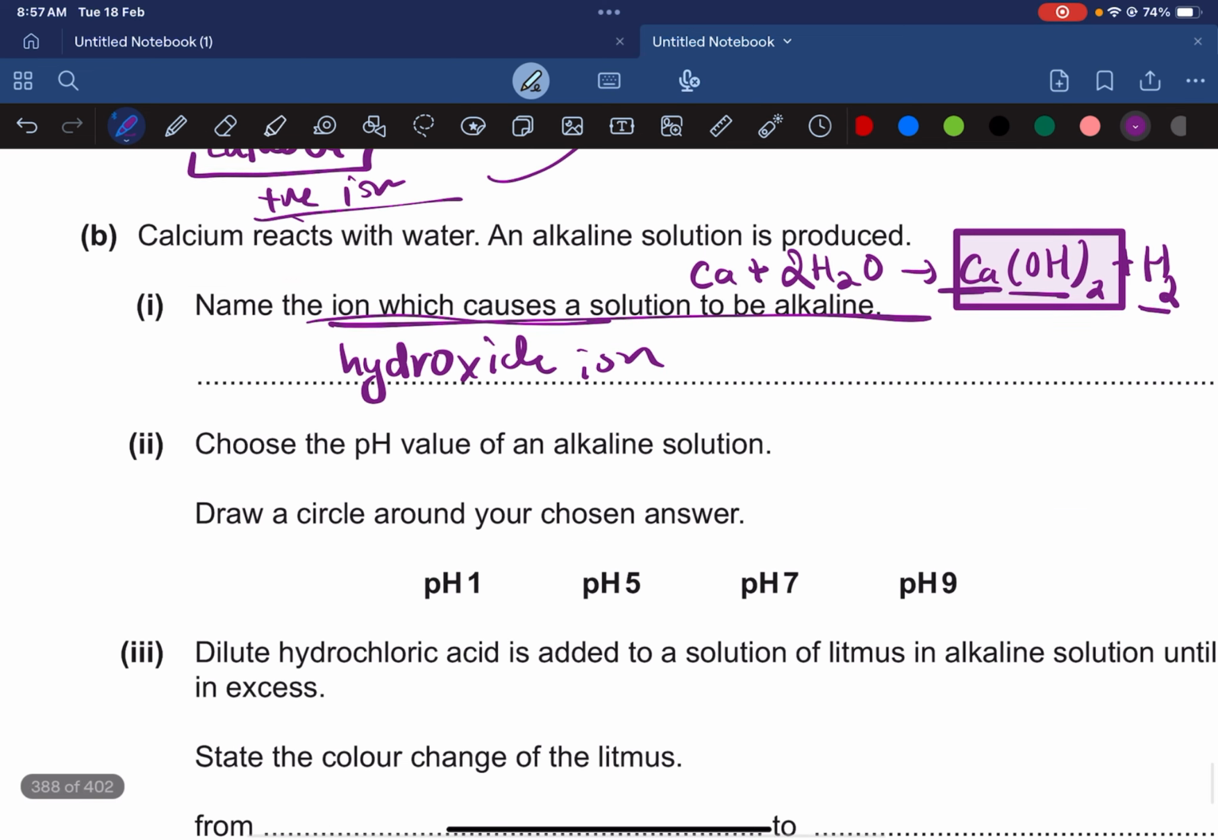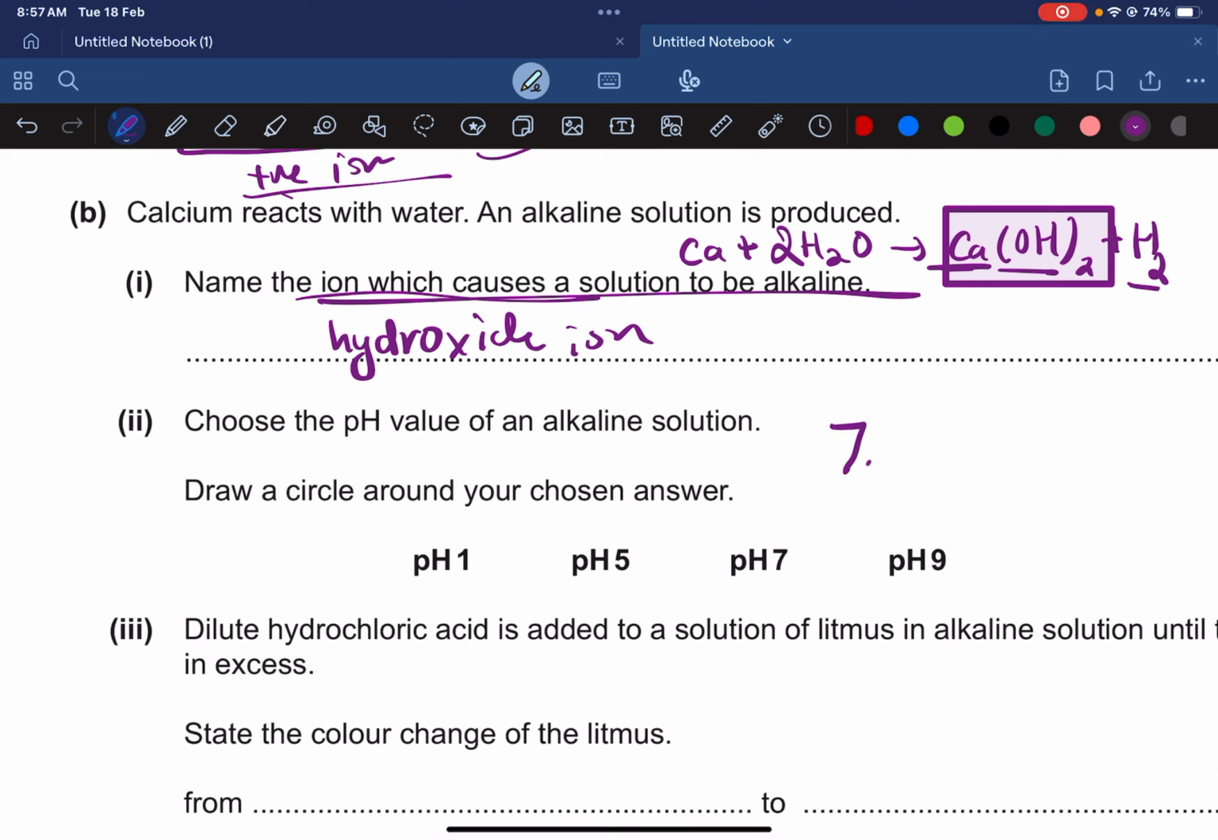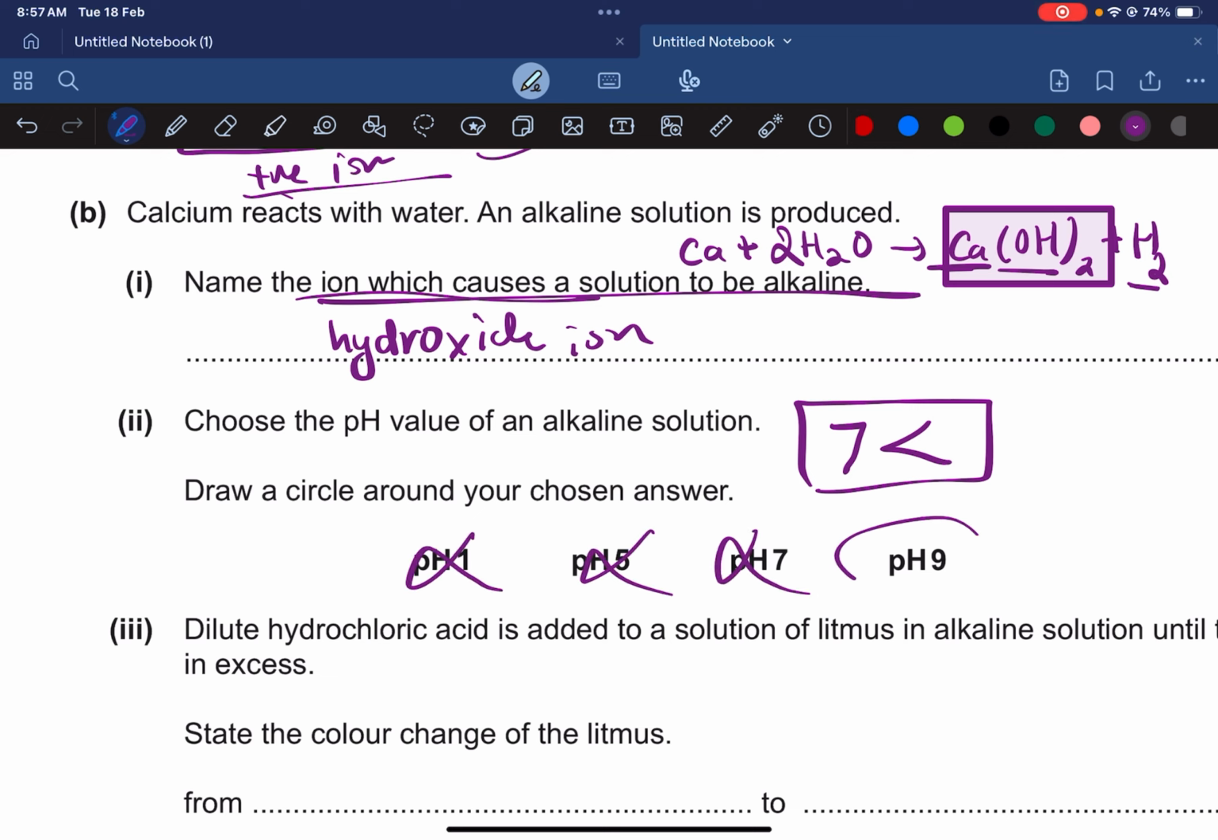Okay, choose the pH value of an alkaline solution. Alkaline solutions have pH value greater than 7. Okay, they have pH value greater than 7. So not 1, not 5, not 7. It's going to be 9. That is greater than 7.